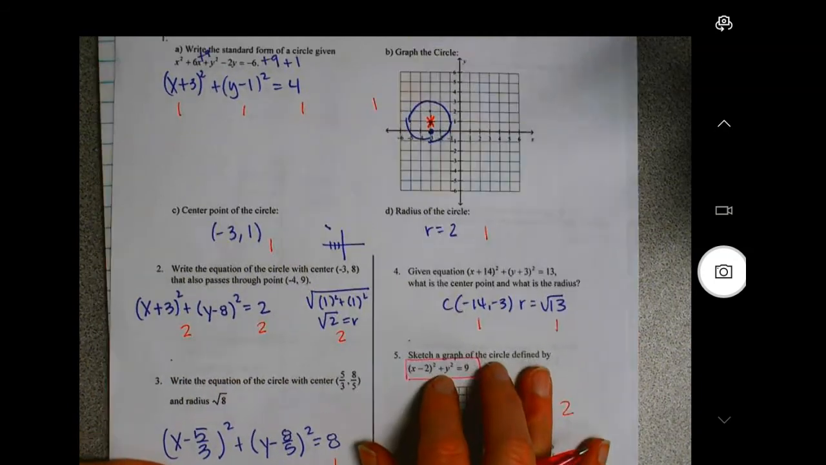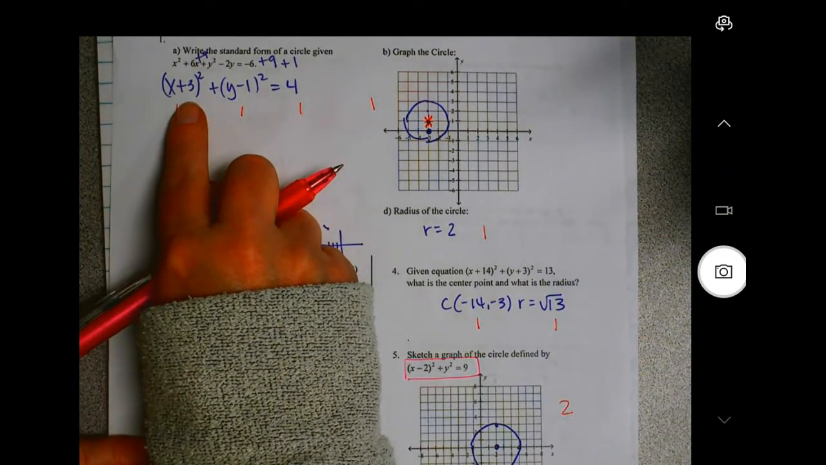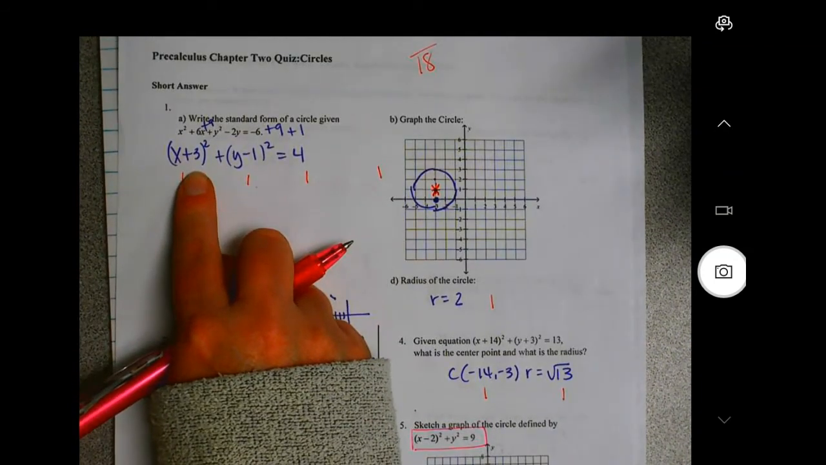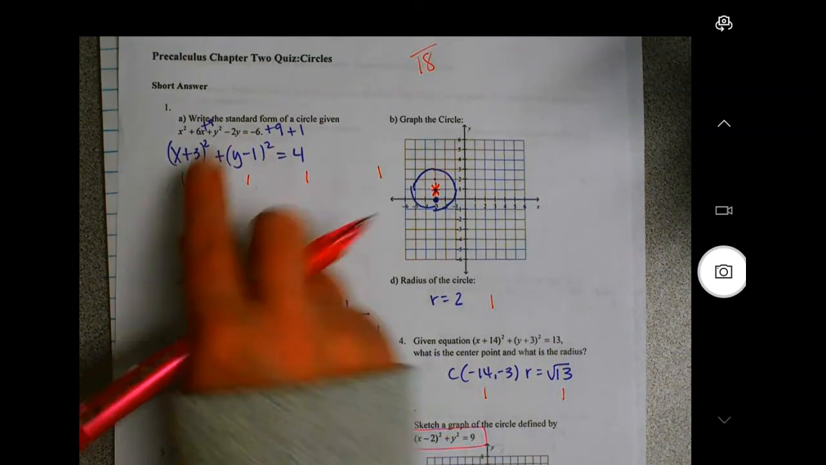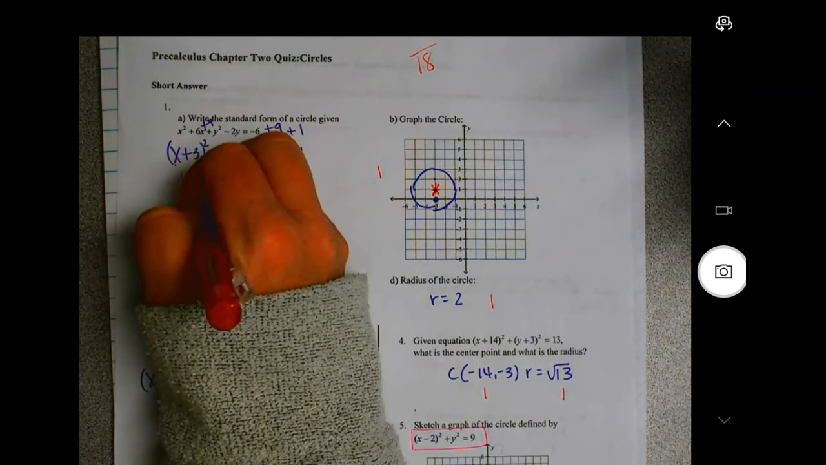So we're looking at number 1. I went ahead and put the hard one first. So in number 1, we only had x squared plus 6x.